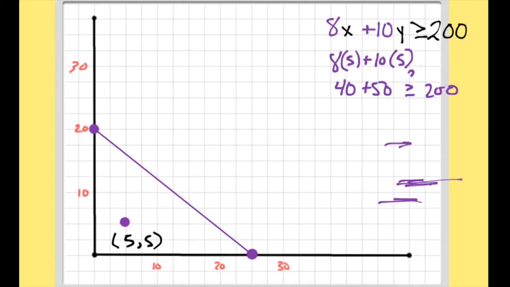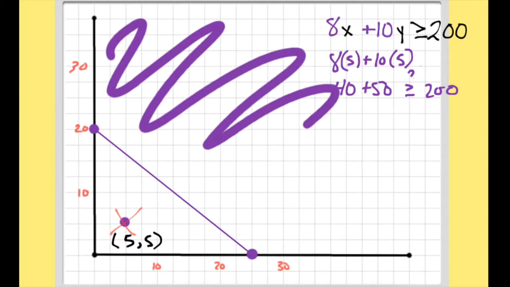Boy, my screen froze there. It's not. So when I plugged in 5 for x and 5 for y, it did not come out to be at least $200. So that means 5, 5 is not a solution. So this point is not in our solution set. That means our solution set is this area up here.